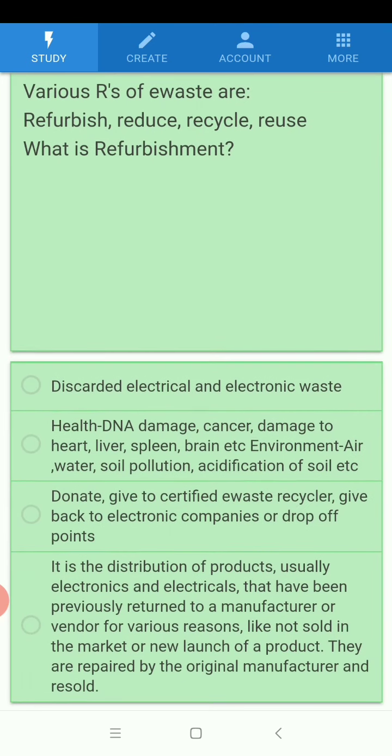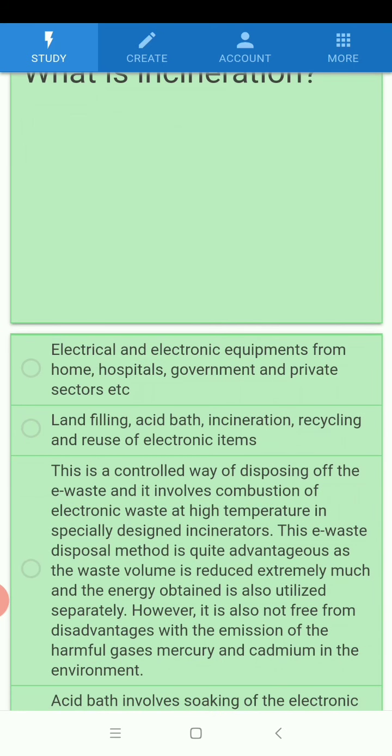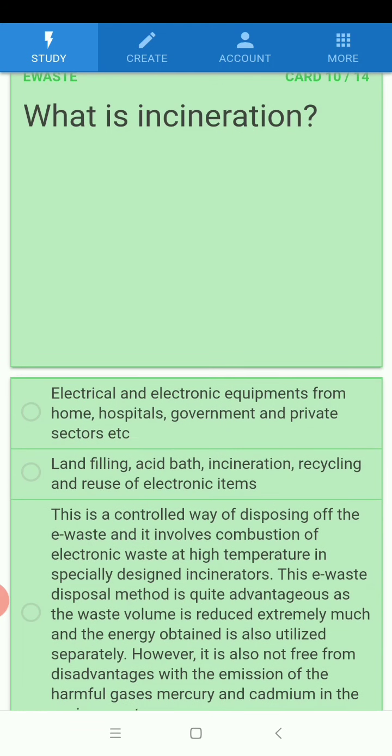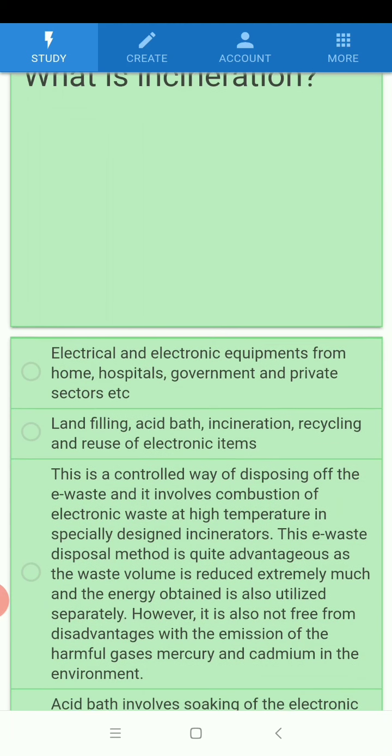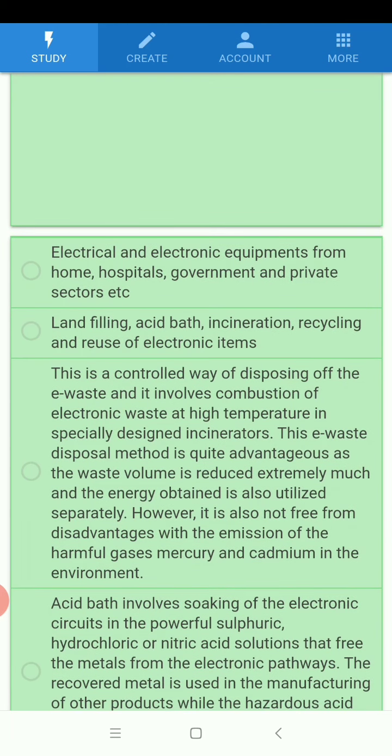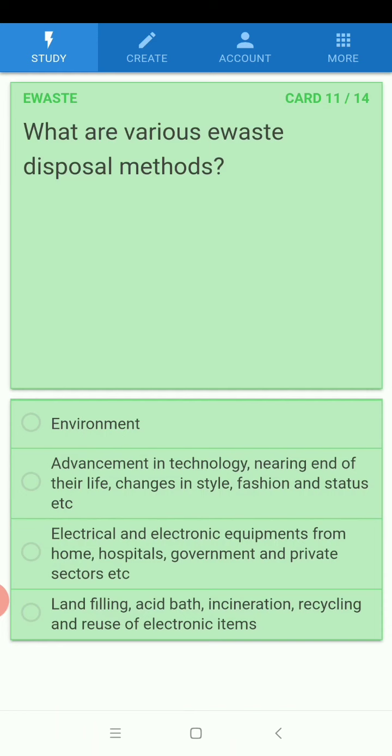Next question is, what is refurbishment? Refurbishment is the process where the electrical and electronic devices are returned back to the manufacturer, and the original manufacturer repairs them and the items are resold. So the last one is the correct answer. What is incineration? Incineration means burning of e-waste at a very high temperature. Let's find out the correct answer. This is combustion. So the third one is the right answer.